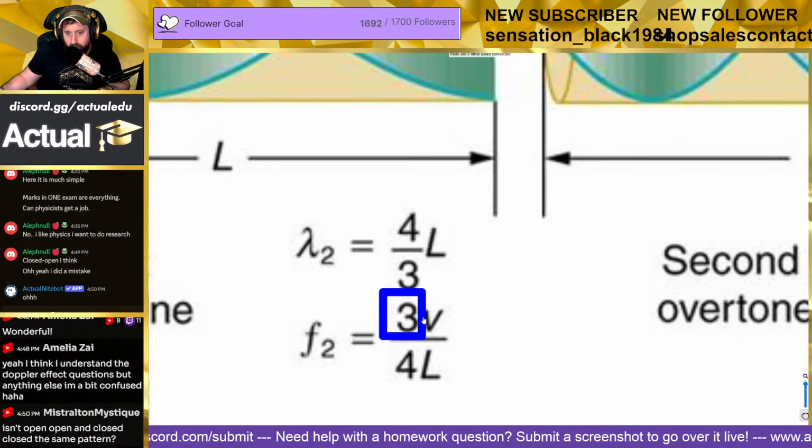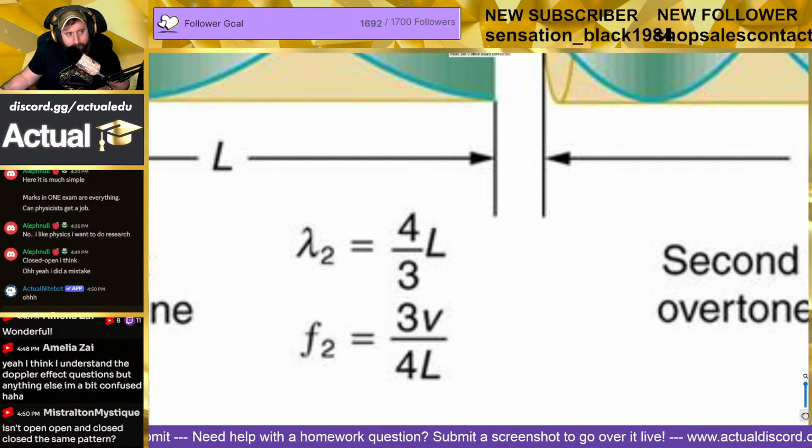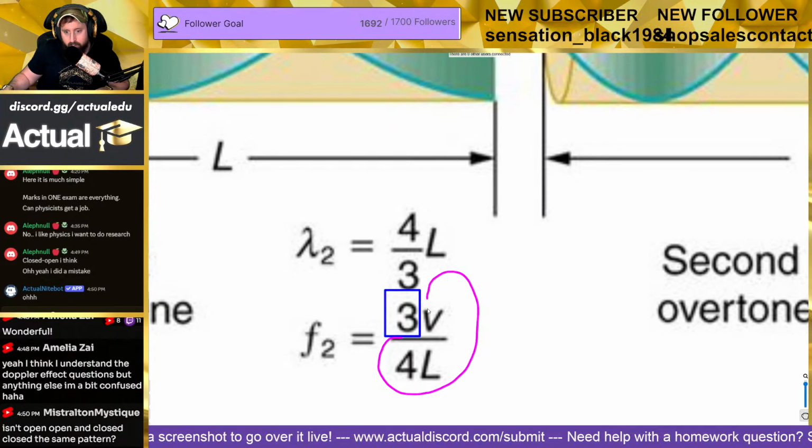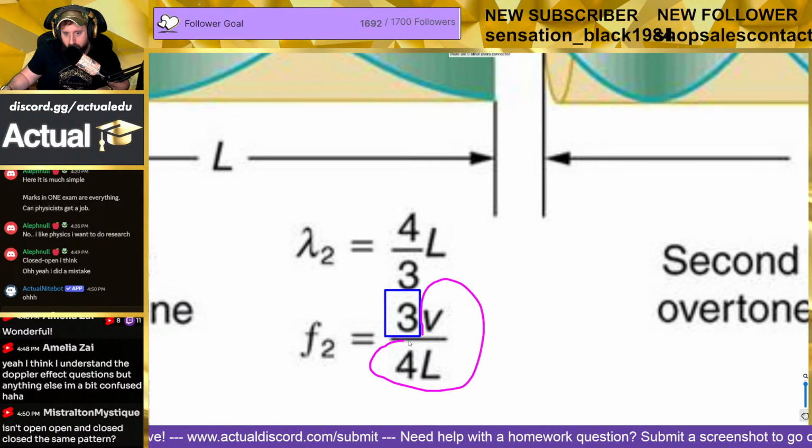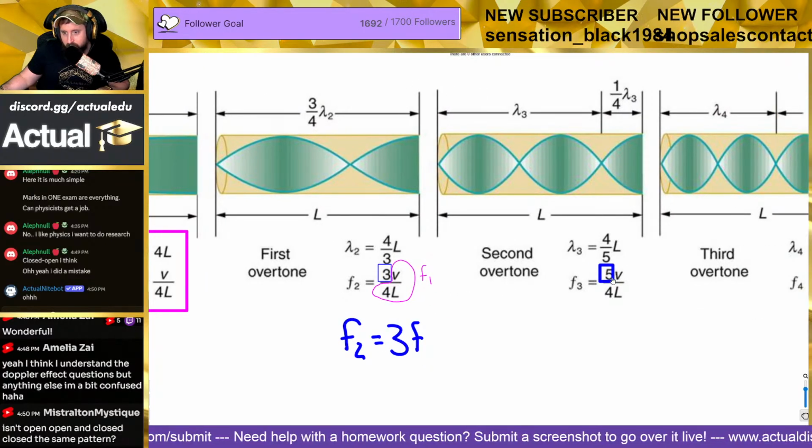Or here, can I make this a little smaller? Sorry, let me make this smaller. Yeah, so this, and then this part right here. Right. Can I draw? There you go. This is equal to F1. And then you would have 5 times F1. Okay.